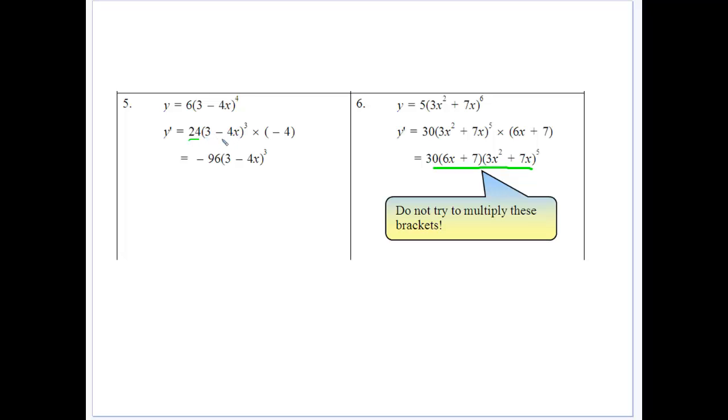The 3 cancels and we get minus 4x becomes minus 4. And the minus 24 multiplies by minus 4 gives us minus 96. So we're just going to clean up any numbers we've got.